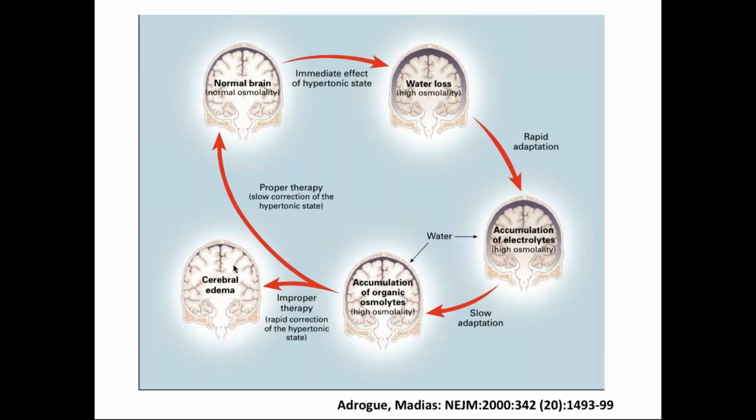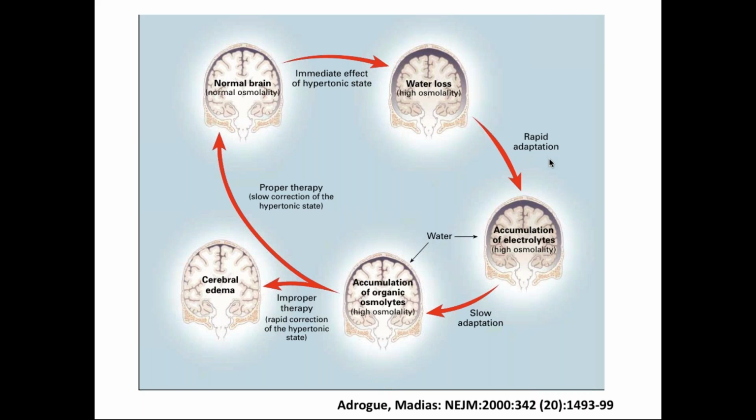And just to go over this with the pictorial, this is from an NEJM paper in 2000. You start on the left corner with a normal brain and normal osmolarity. As you become hyperosmolar, you have shrinkage of the brain and there is water loss in this hyperosmolar state. Then the brain adapts. The first, rapid adaptation is by accumulation of sodium, potassium, and chloride. And so the brain recovers some of the volume.